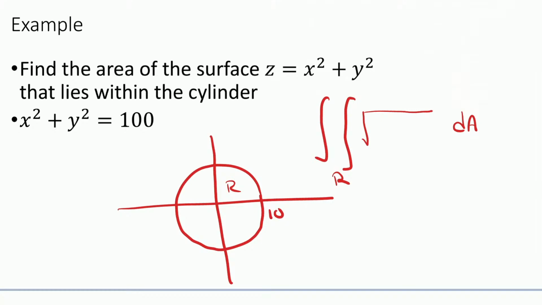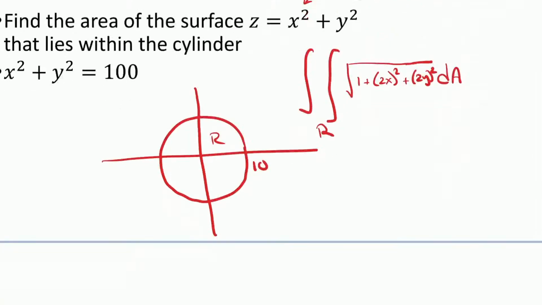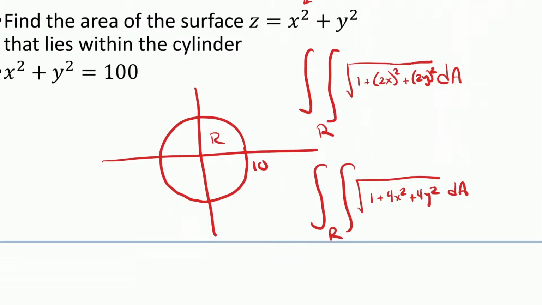We need to set up this thing. It's going to be 1 plus, let's do the derivatives. F sub x is 2x. F sub y is 2y. So you're going to have 1 plus 2x squared plus 2y squared. So far, so good? All right, now let me simplify that slightly, and then we'll convert to polar coordinates: 1 plus 4x squared plus 4y squared. There. Okay, so that's what we're using.